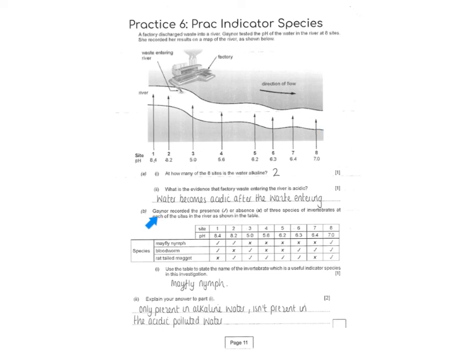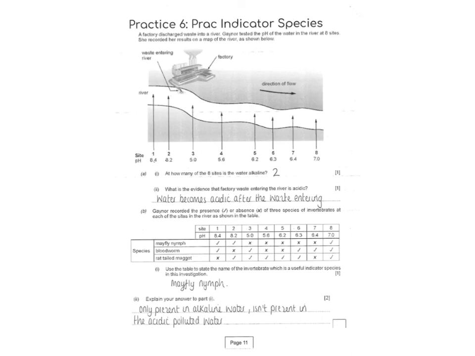Gainer recorded the presence and absence of 3 species of invertebrates at each of the sites in the river shown below. Use a table to state the name of the invertebrate which is a useful indicator in this investigation. So I chose mayfly nymph because it's present in the alkaline conditions, isn't present in the acidic conditions. We now know that the pollution is acidic. And then pH 7 is neutral, where we then find the mayfly nymph again. Not the bloodworm, because they're found pretty much everywhere. And rat-tailed maggot, there's no real correlation as to where they're found.